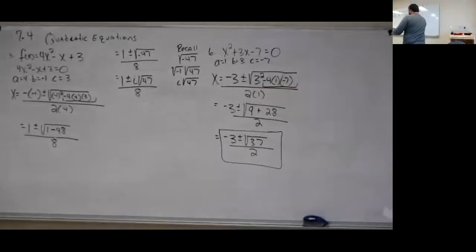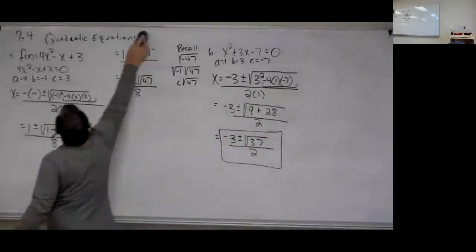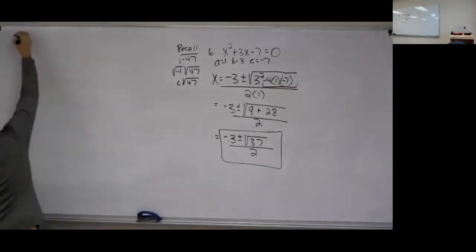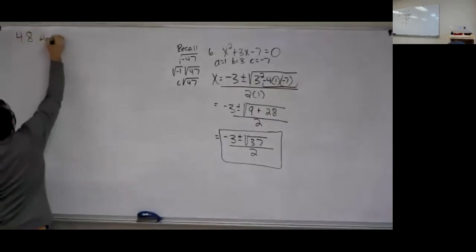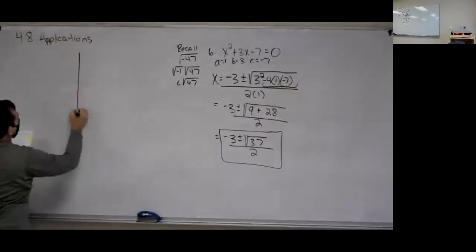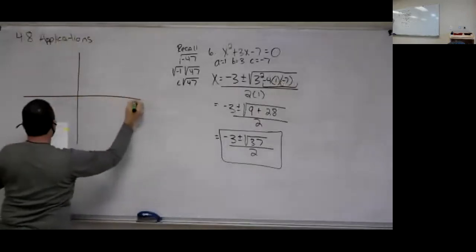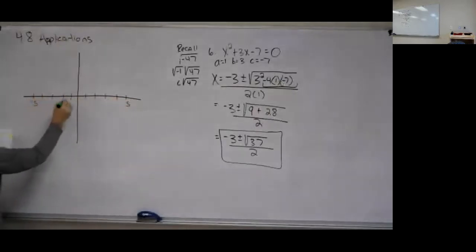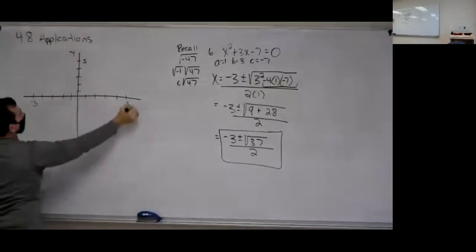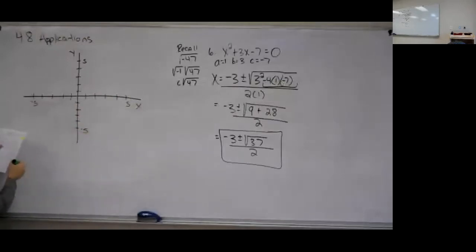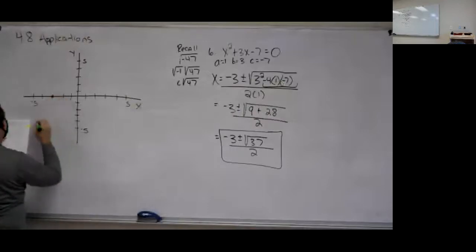All right, so let's look at 4A, which is applications of polynomial equations. All right, so let me draw this one here. All righty, y'all. So I got this thing crossing over here at -3, and at +5.